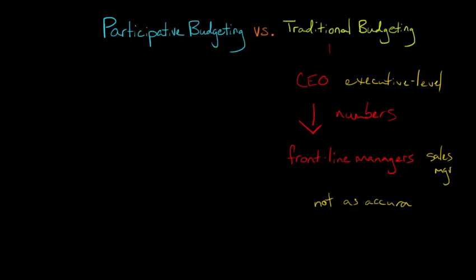Because the sales manager probably has a better idea, they have boots on the ground, so to speak, right? They're closer to the action than maybe the CEO. And so the numbers are not as accurate.